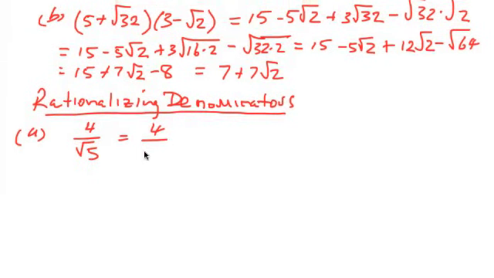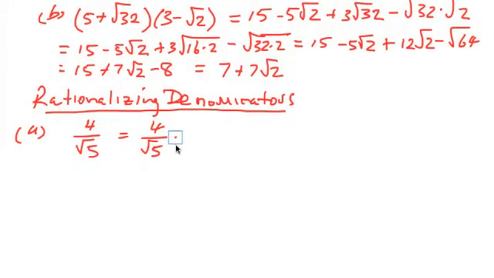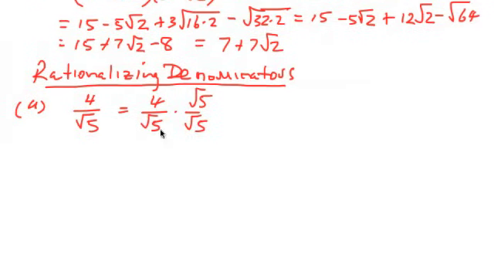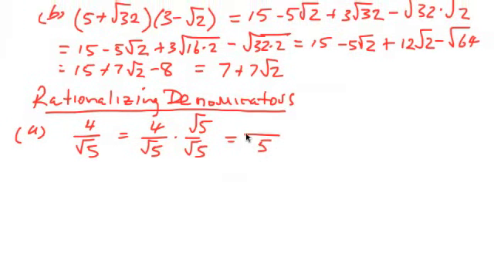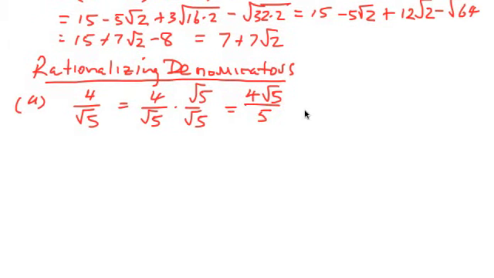To do that we use a little trick in mathematics, which is to multiply by 1, but this 1 we're going to represent as the square root of 5 on the square root of 5. Because I know that the square root of 5 by the square root of 5 is 5, and on the top I'll have 4 root 5. So that's my result.